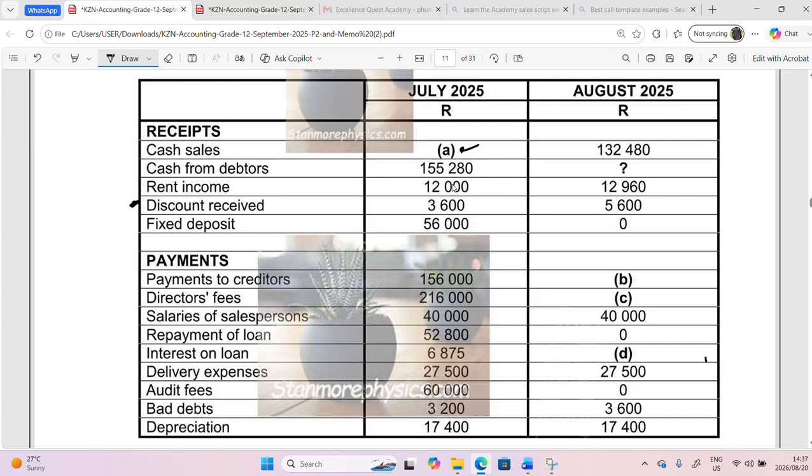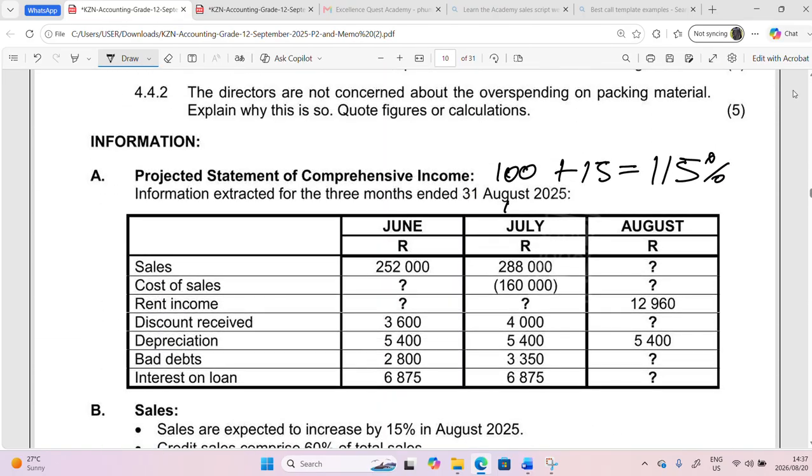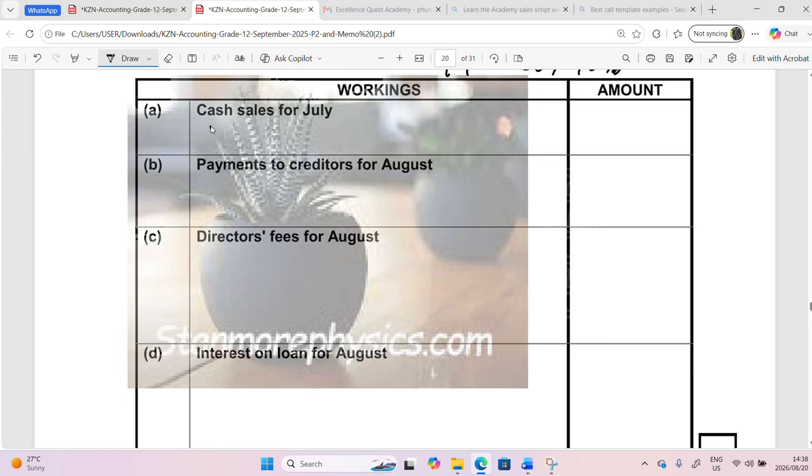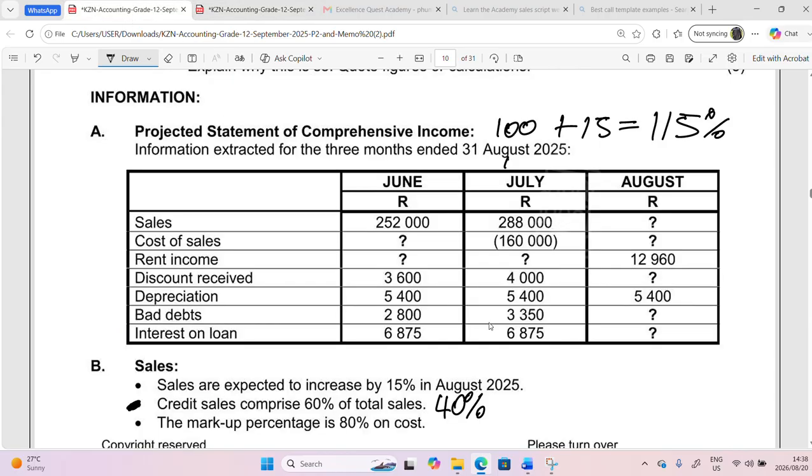Information A, guys, what do we need to calculate? Cash sales for which month? July. Here's what we'll do. Let's go to information A. We have July total sales of 288,000. Please check information B, the second point. Credit sales are 60% of total sales. If 60% is credit sales, 40% will go to cash sales. So we take 288,000 and multiply by 40%. After multiplying by 40%, you should get an amount of 115,200.